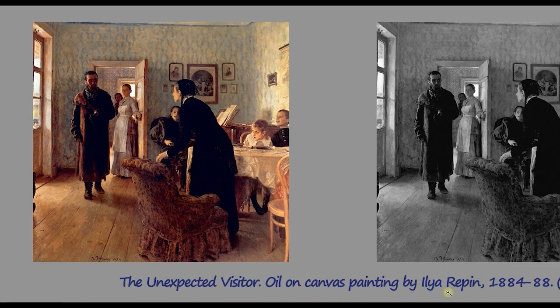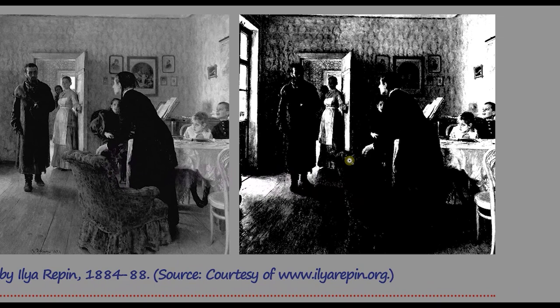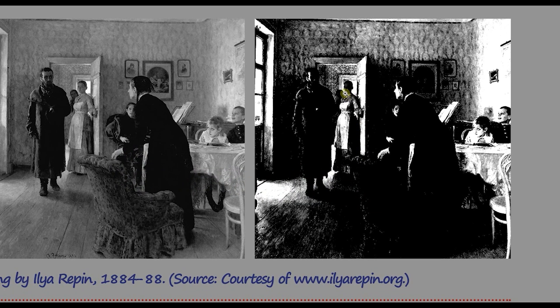Look at this painting. This masterpiece is painted by Repin. The name of it is The Unexpected Visitor. Ask yourself which part of the image is more important for you, and you immediately look at them. Probably you will see the face, the eye of this man, this woman, and these children. In this image, I remove the hue, then I increase the contrast. As you can see, the contrast around the woman's face is too much.